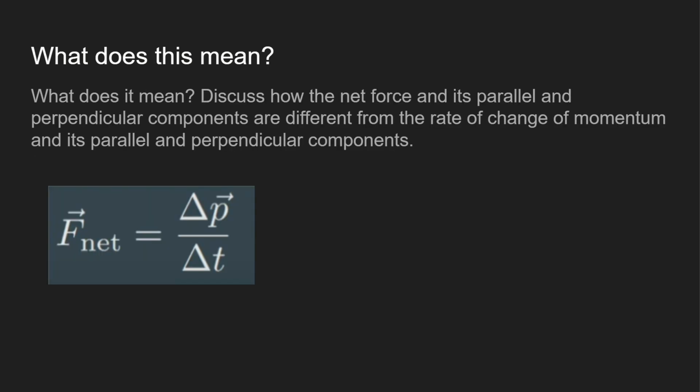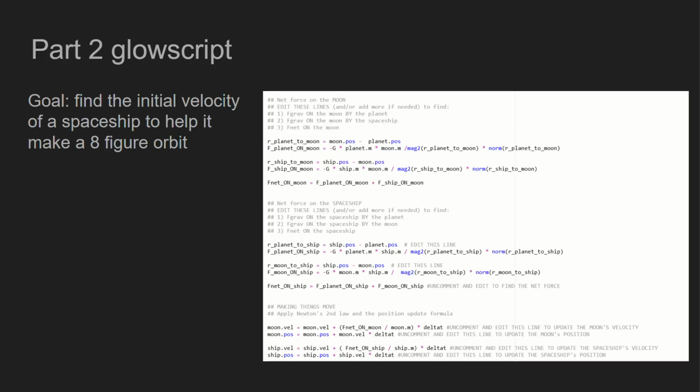So what does this mean? And so this discusses how the net force and its parallel and perpendicular components are different from the rate of change of momentum and its parallel and perpendicular components. So this is part 2 of my goal script. So our goal here is to find the initial velocity of a spaceship to help it make a figure-8 orbit.